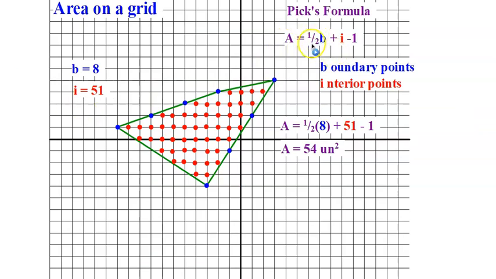Okay, remember, B is the boundary points. It has to be exactly on those lattice points. It's just where the grid lines cross. Okay, not using these points in the middle, not using any of those. Just where the boundary of the polygon actually crosses the intersection of the grid. It does not work if all the vertices are not on the lattice points.